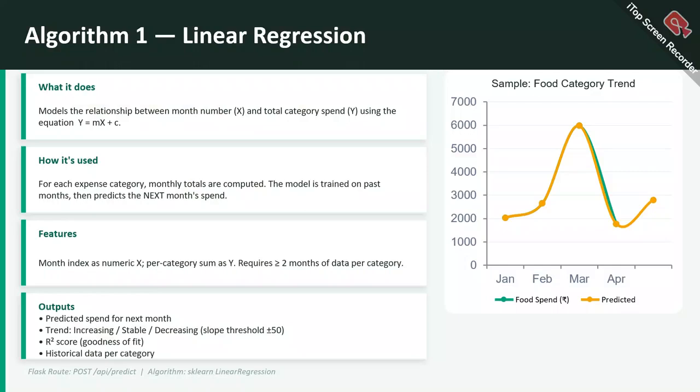So what is basically linear regression? Linear regression helps us predict the next month's expense for each category. The algorithm identifies the relationship between the month number and spending amount using the equation y = mx + c. We train the model on previous monthly expenses and then predict future spending. The system also determines whether the spending trend is increasing, stable, or decreasing. Additionally, it calculates the R-square score to measure accuracy.